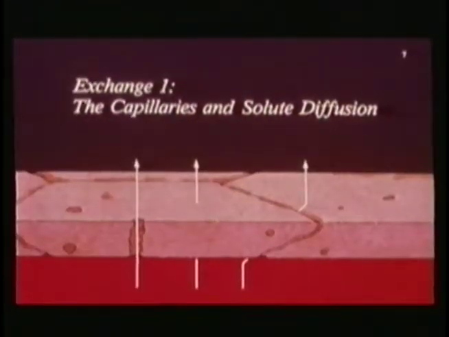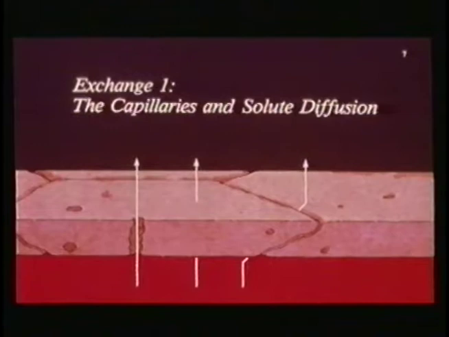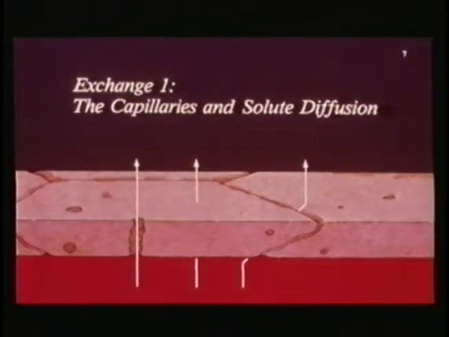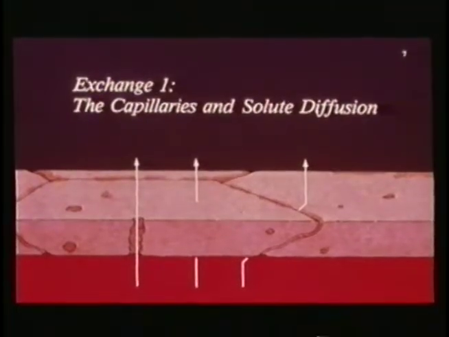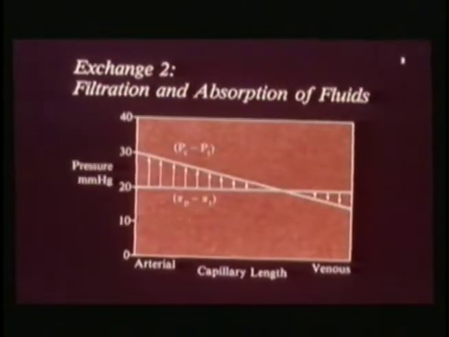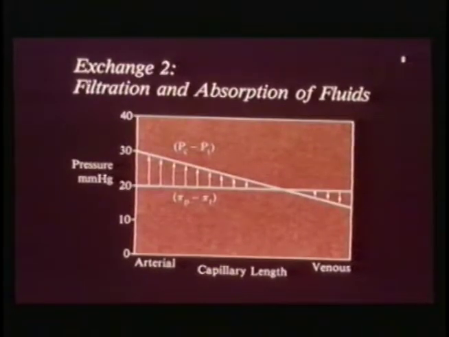7. In Exchange 1, the capillaries and solute diffusion, we described the anatomy of the terminal vessels of the microcirculation and the endothelial histology of capillaries, and we described the process of diffusion of solutes across the capillary wall. 8. In Exchange 2, filtration and absorption of fluids, we described the manner in which fluid moves across capillary walls, the forces that cause fluid movement, and the relationships between these forces and the membrane structure that determine the rate of fluid movement across capillary walls.